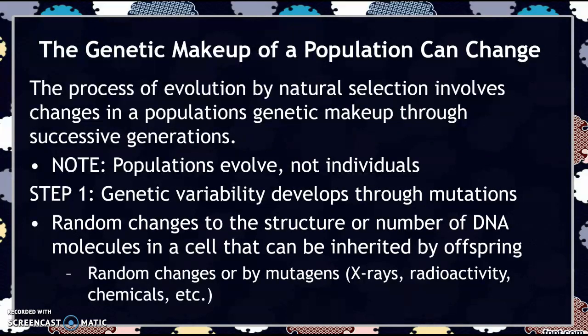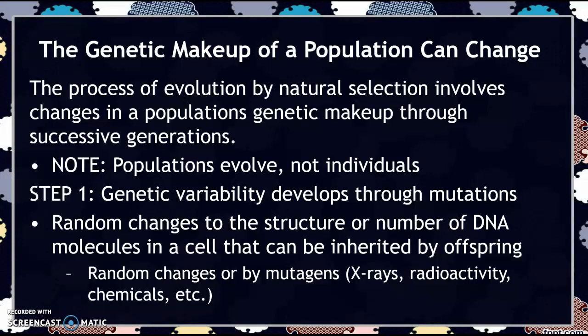So, we're going to go into a little bit more about what natural selection is and how it actually works. And the main push behind natural selection are genes. The process of evolution by natural selection involves changes in a population's genetic makeup through successive generations. So the big idea here is that populations evolve, not individuals. That goes by a stepwise process. So step one is to have genetic variability developed through mutations.